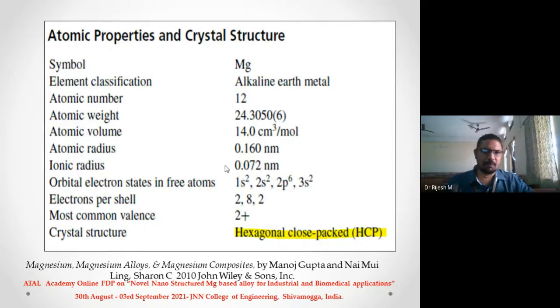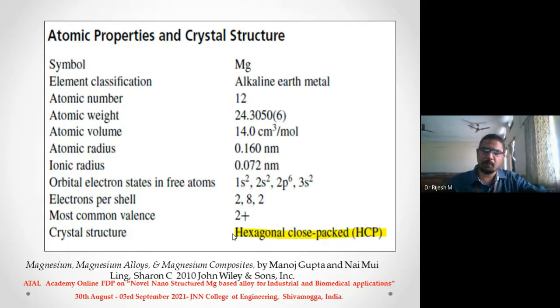Yeah, if you look at the atomic properties of crystal structure, I just wanted to point out one thing. I don't want to read all these things. The crystal structure is not that favorable for me to work on. They have a hexagonal close pack structure, and just because of it, I find it very difficult to work on.